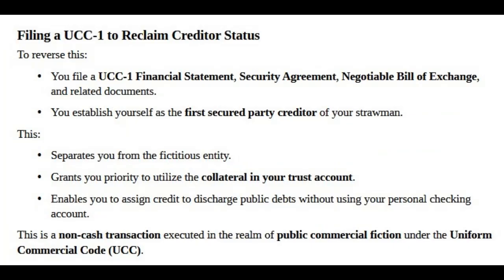Filing a UCC 1 to reclaim creditor status. To reverse this, you file a UCC 1 financial statement, security agreement, negotiable bill of exchange, and related documents. You establish yourself as the first secured party creditor of your straw man. This separates you from the fictitious entity, grants you priority to utilize the collateral in your trust account, enables you to assign credit to discharge public debts without using your personal checking account. This is a non-cash transaction executed in the realm of public commercial fiction under the Uniform Commercial Code, UCC.